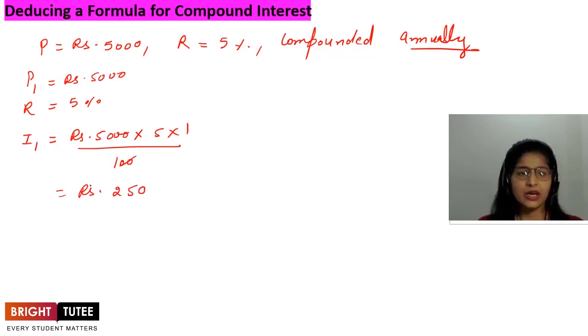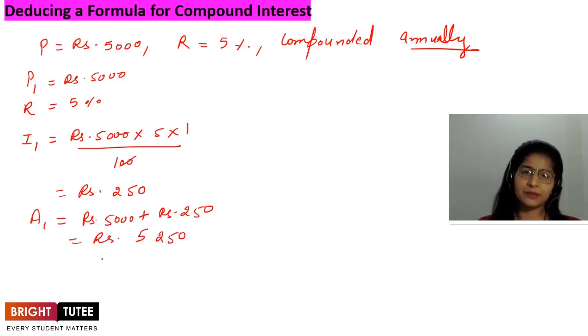Are you getting it? What we get? Interest is 5,000 into 5, that is the rate, into 1 divided by 100. These 100s will get cancelled. 5 5s are 25, we get 250. This is the interest for the first year. Now what will be the amount for the first year? That is principal 5,000 plus 250, so we get 5,250. Clear? Now we know that this amount will become the principal for the second year.